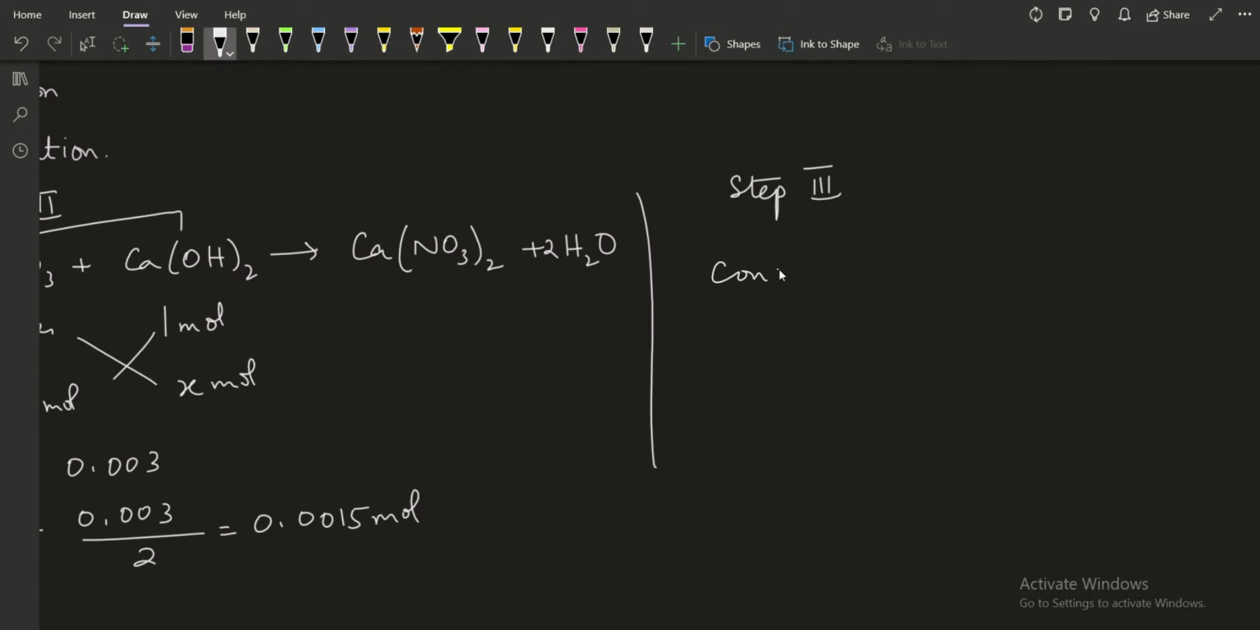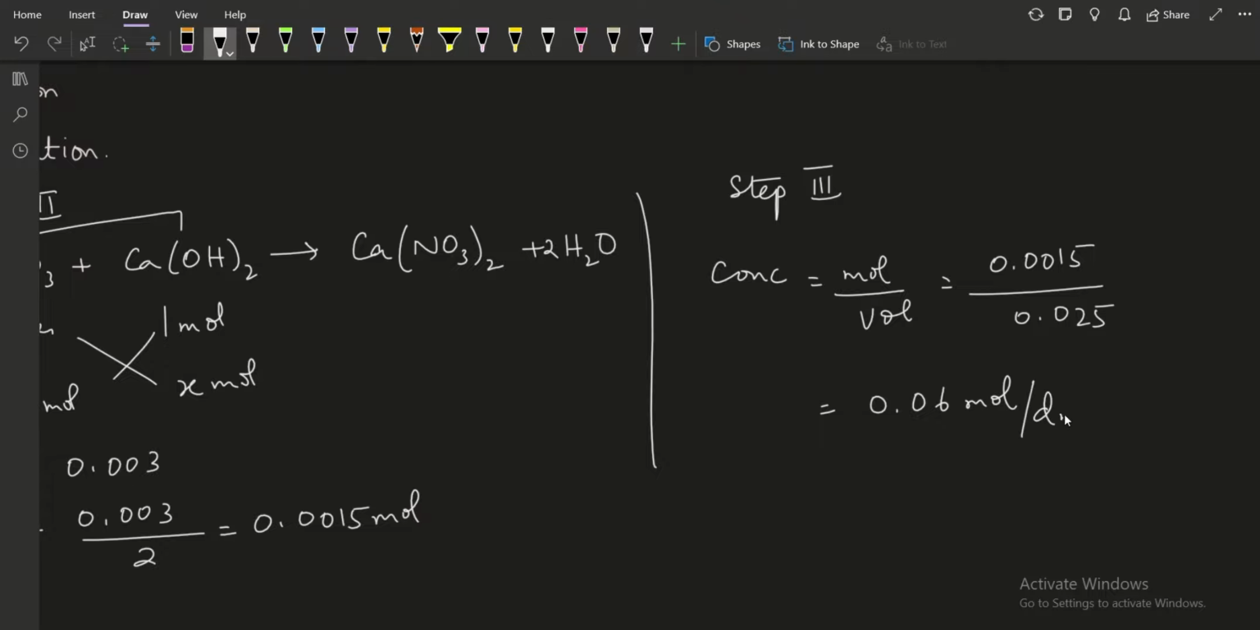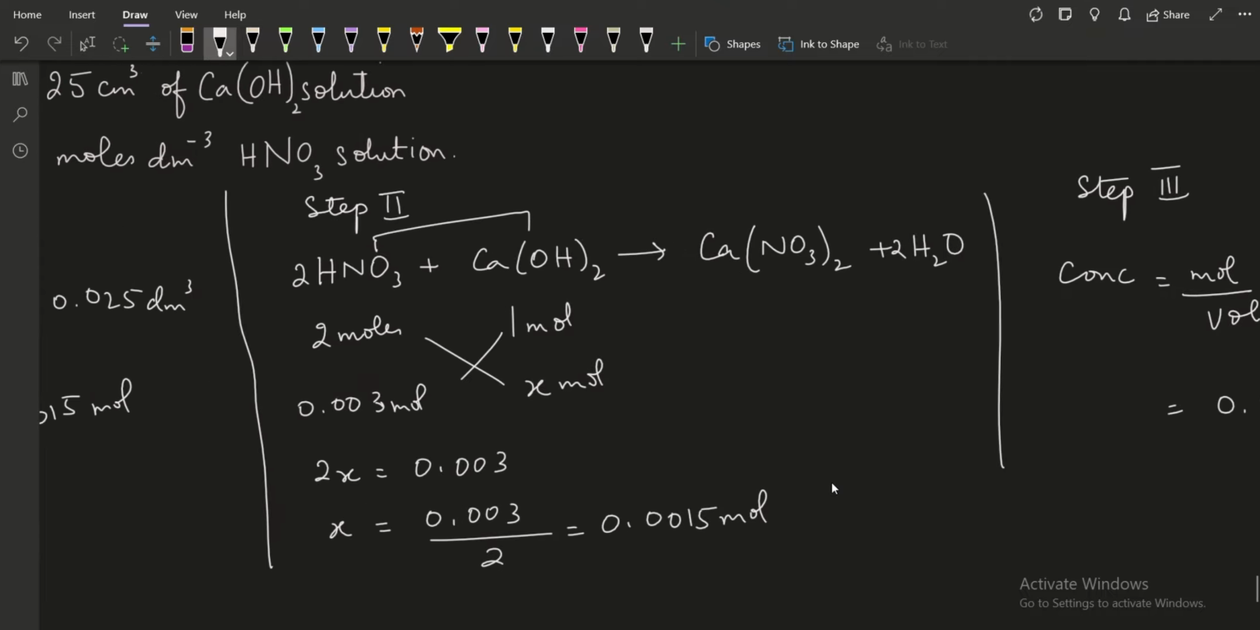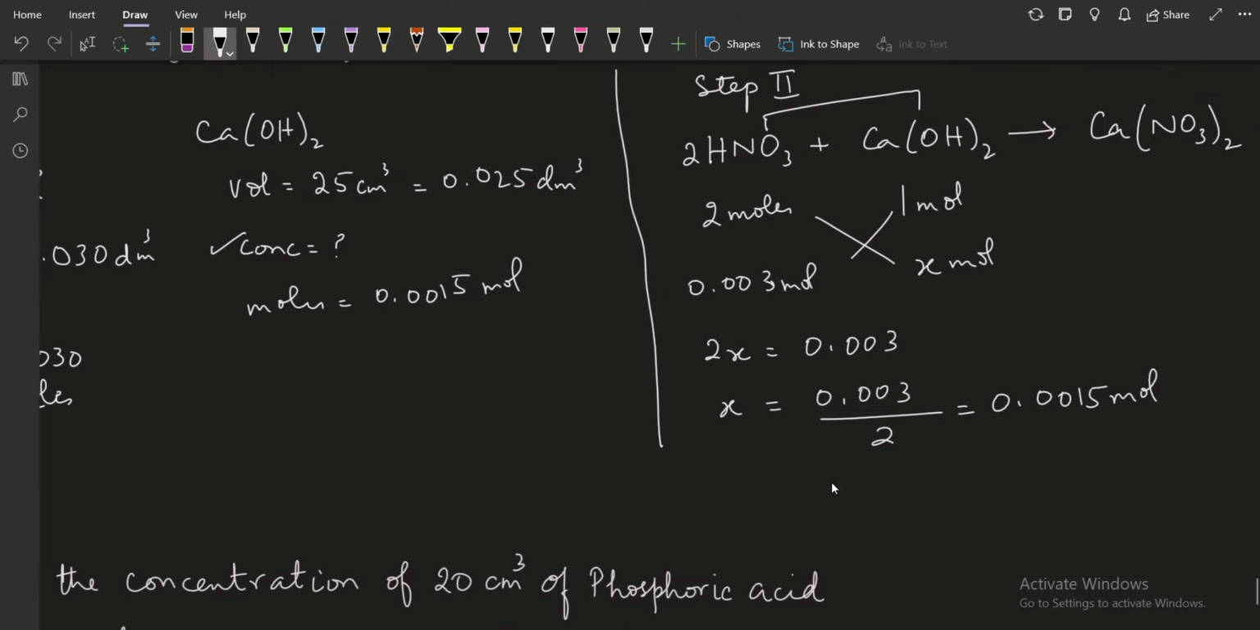Now we can calculate the concentration of calcium hydroxide by using the formula that concentration is equal to moles over volume. Here we have just calculated the moles, which is 0.0015 divided by volume. How much volume was given in the question? It was 0.025 cubic decimeter. Now the concentration of calcium hydroxide will be 0.06 moles per cubic decimeter. So we have followed these 3 steps to get the answer.